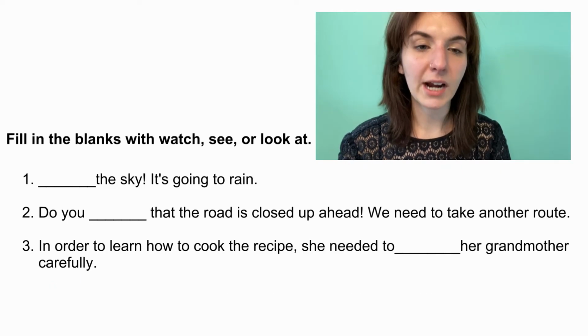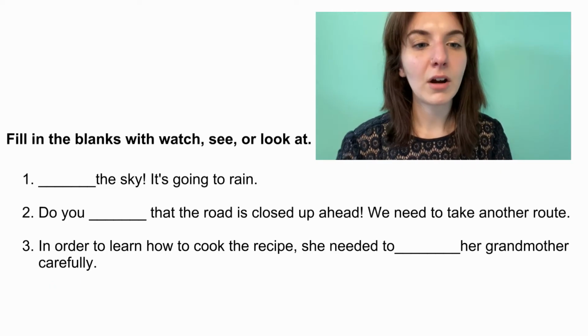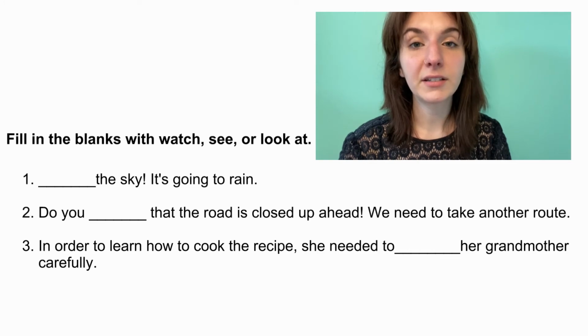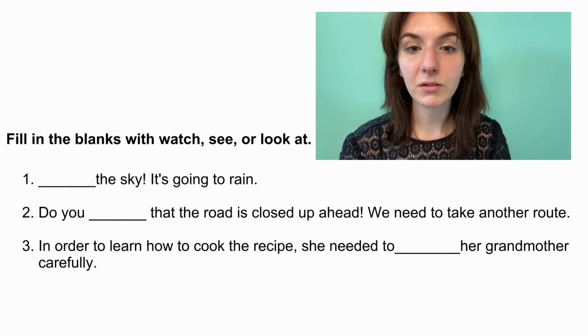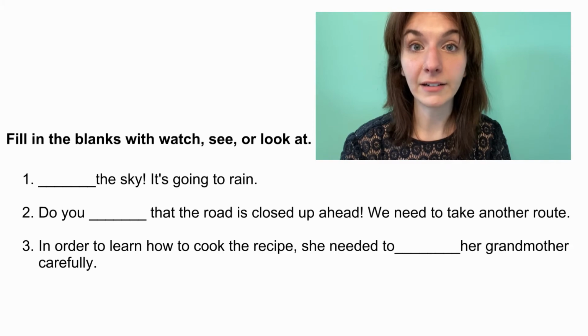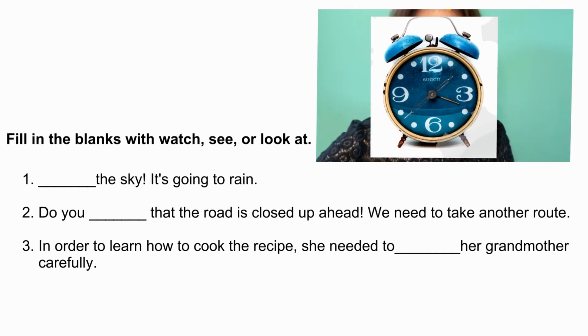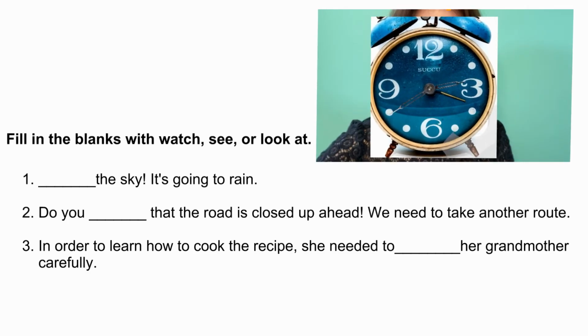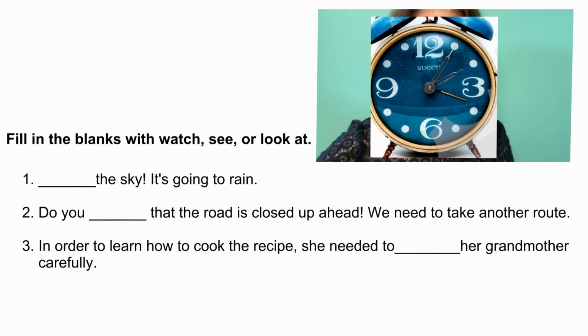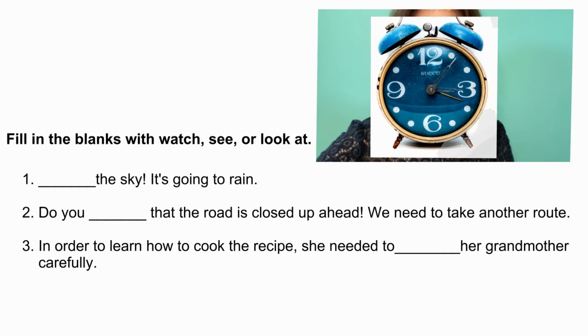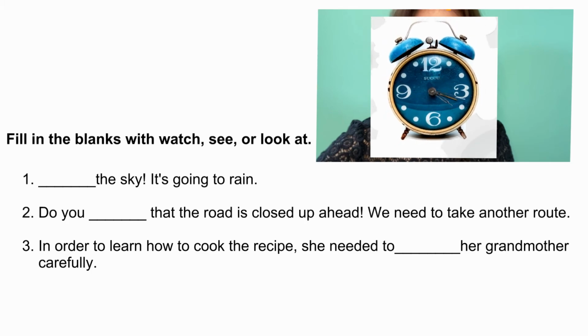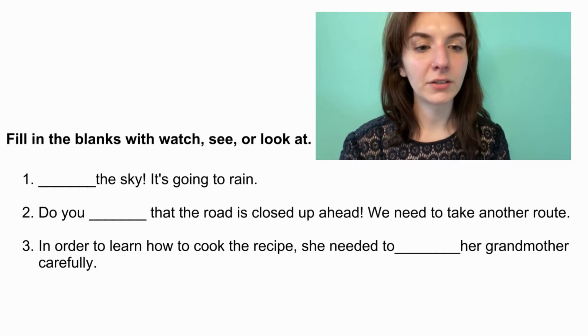So let's try out this practice exercise here. There are 3 sentences, and I want you to fill in the blank with either watch, see, or look at. So take a minute, fill in the blanks, and we'll see if you're right. Okay, so how'd you do? Let's start with number 1.